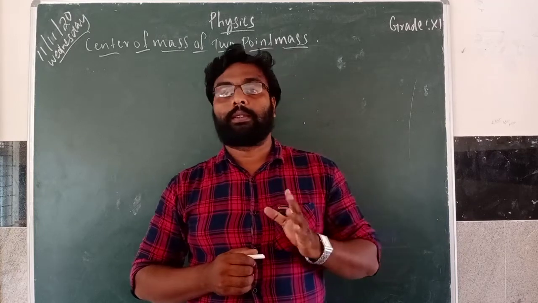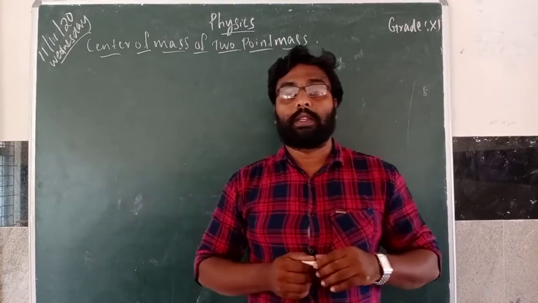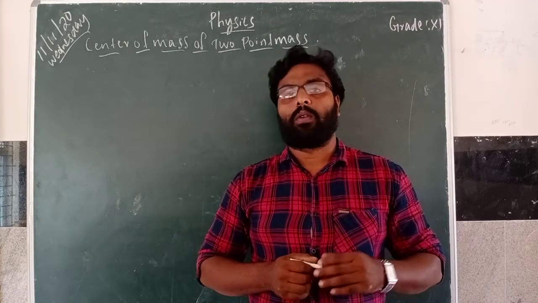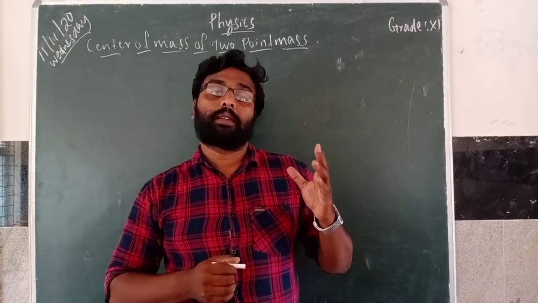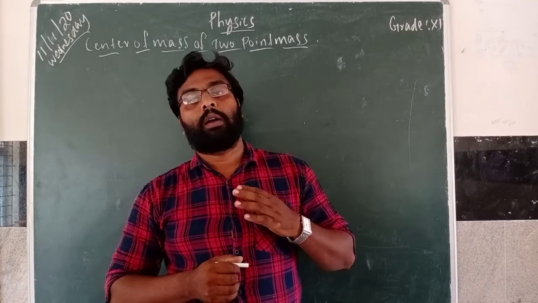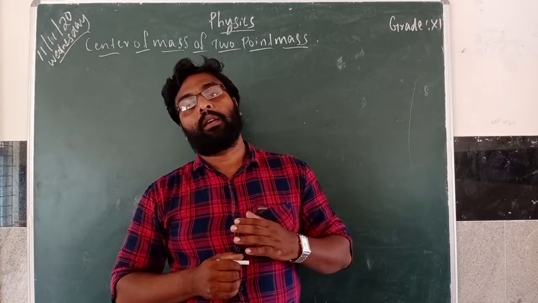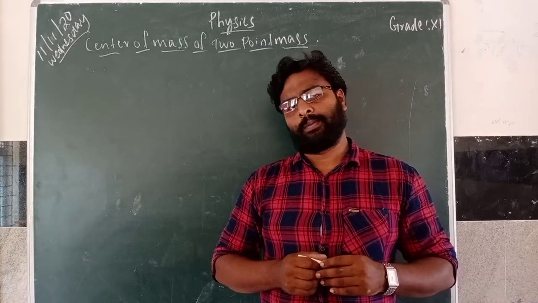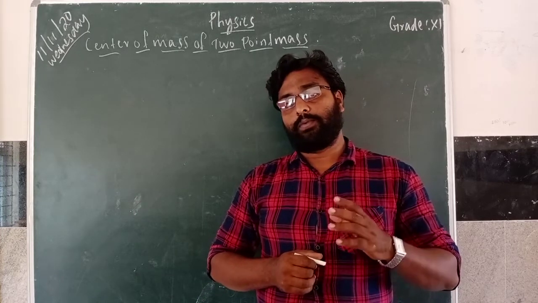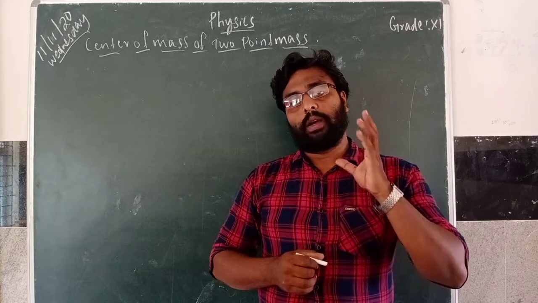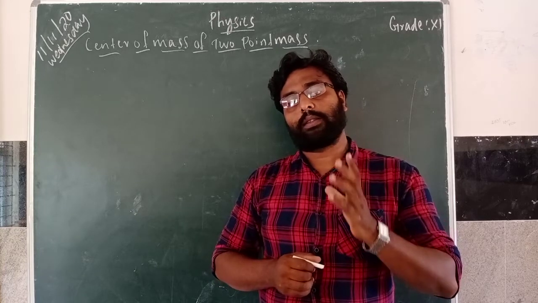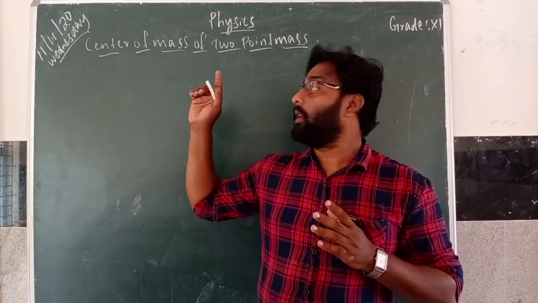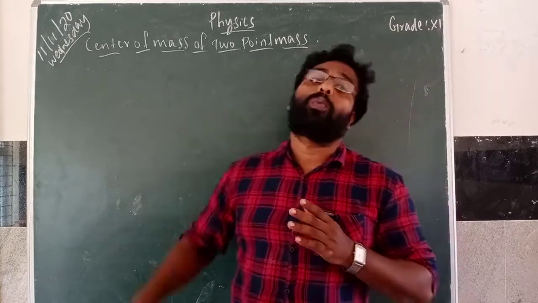For the x coordinate, xcm is equal to sigma mi xi by sigma mi, or you can write xcm is equal to sigma mi xi by capital M. M means the total mass. By using this center of mass equation, now we can find the center of mass of two point masses.